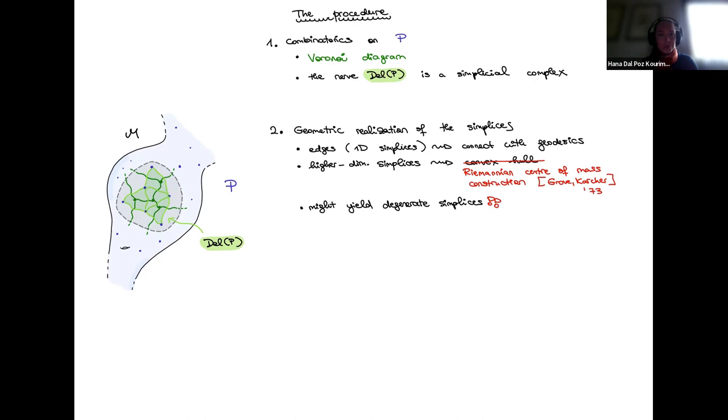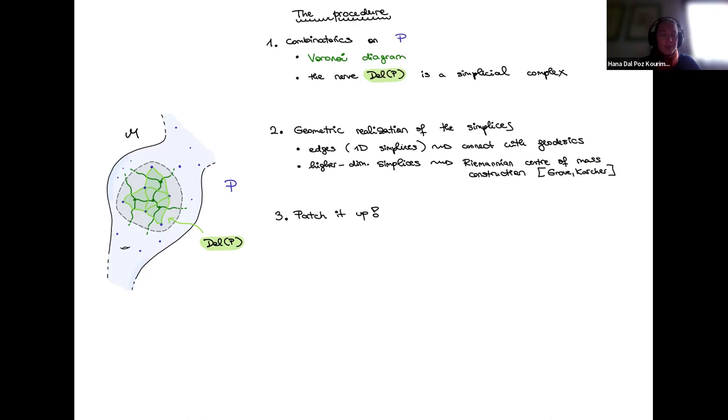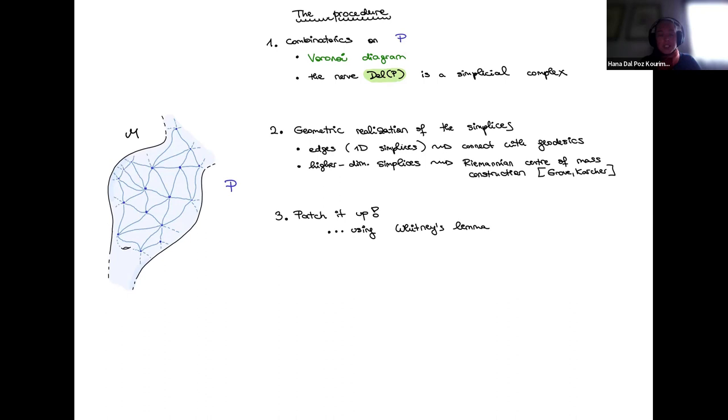All right, the third step, patching it up. This is actually the step I will be talking about the least. There is a lemma, it's called Whitney's lemma. And this lemma tells us that if we fulfill the conditions of the lemma, then we can patch the triangles up and it all works out. But I will not talk about the lemma itself or about the conditions. So you'll have to either trust me on that or have a look in the paper later.